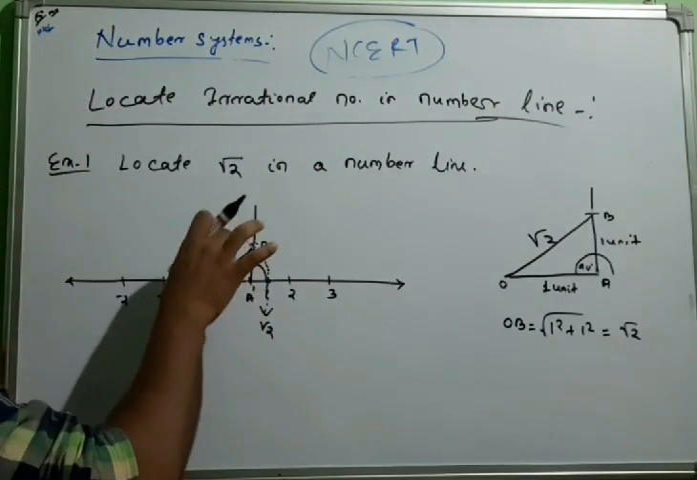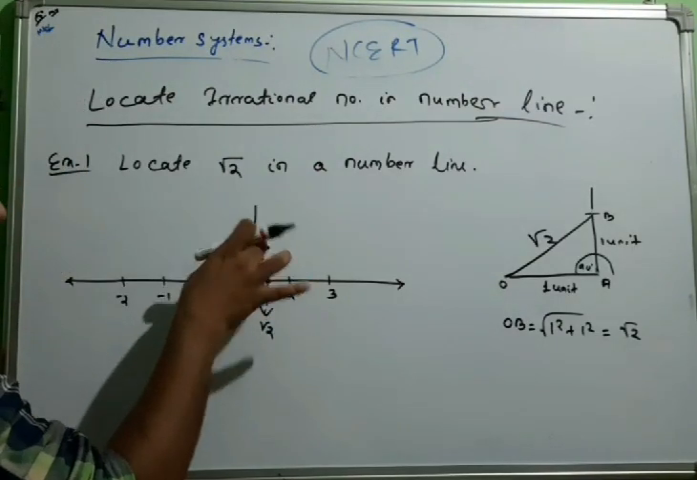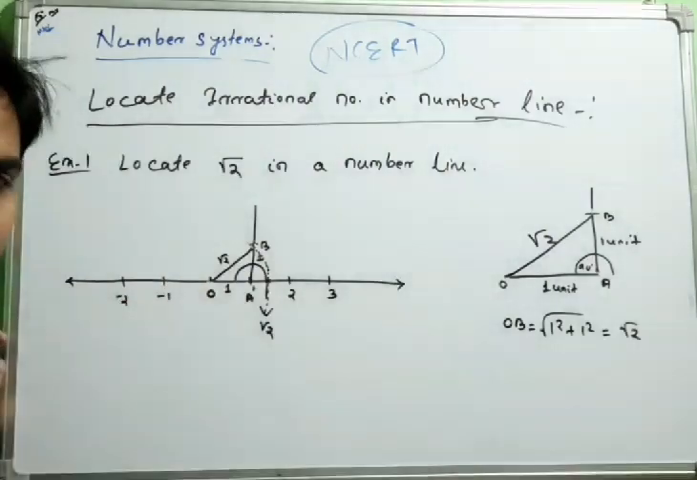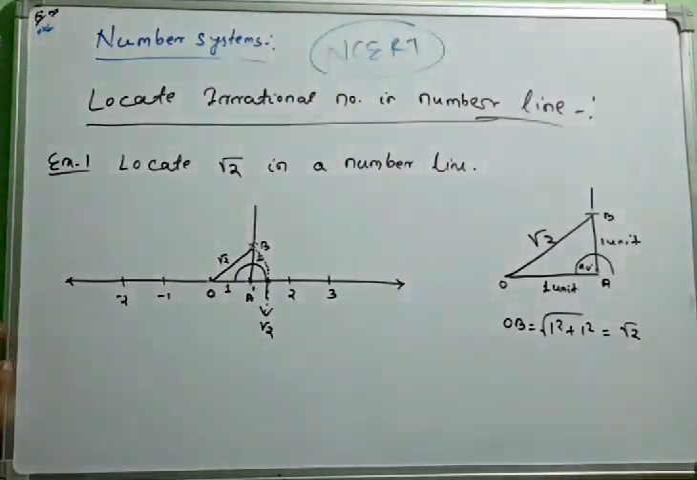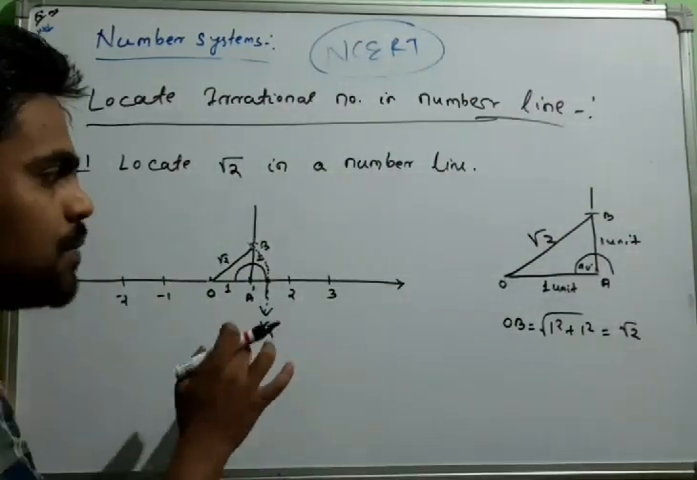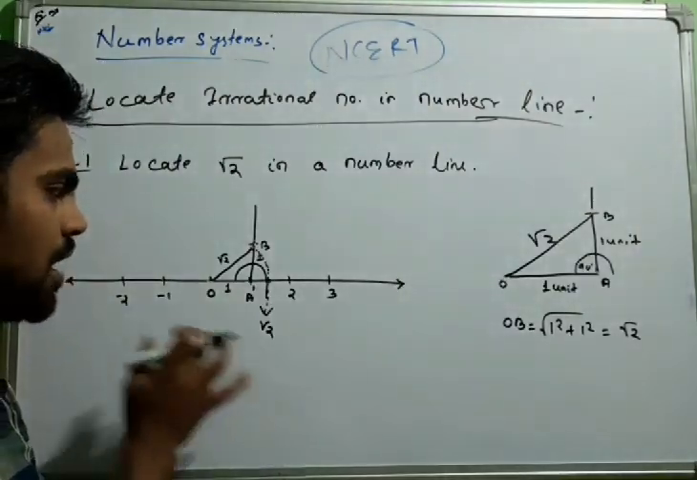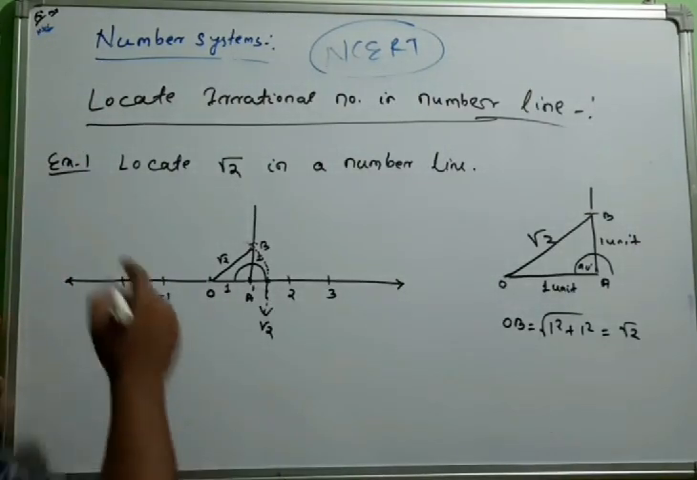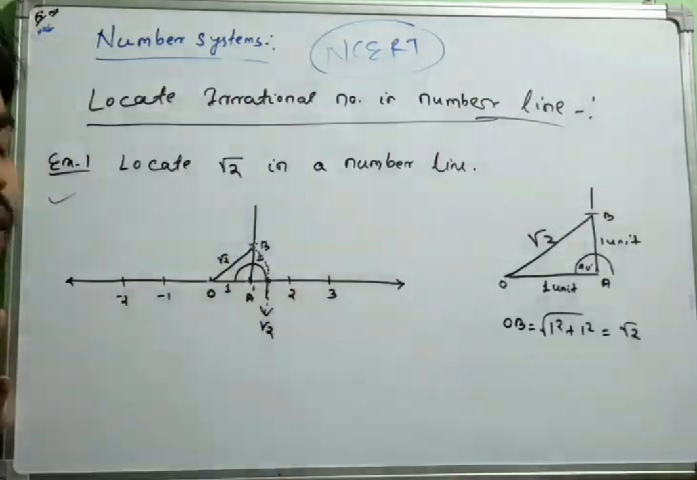Yes or no? Because this is the circle. This is the radius, and this point and this point are the same. Clear or not? Repeatedly watch my video in this class. Very, very important. So I will locate root 2 on the number line.